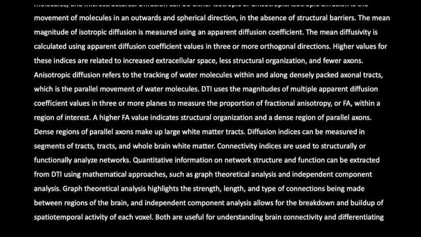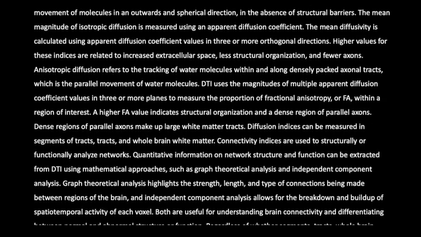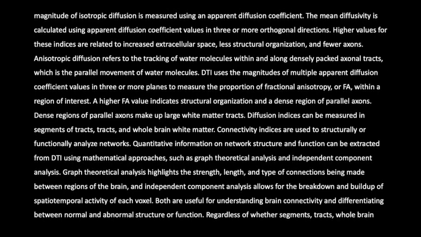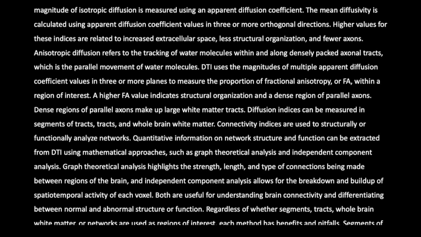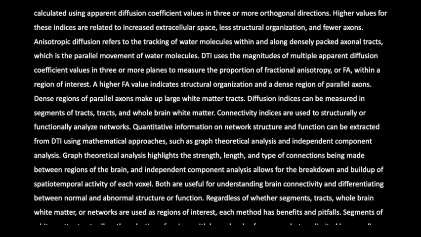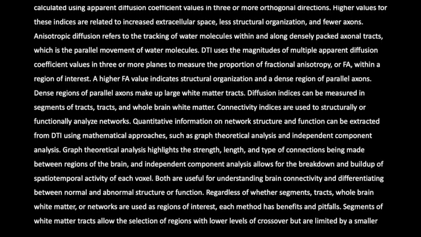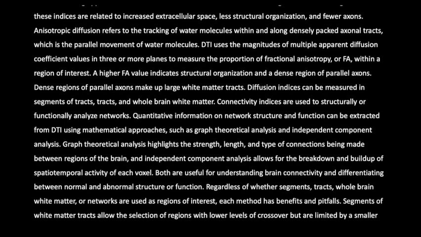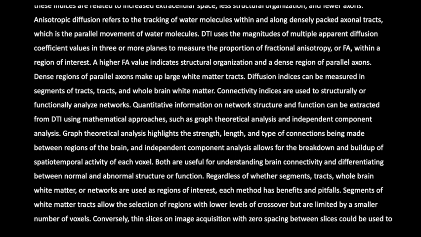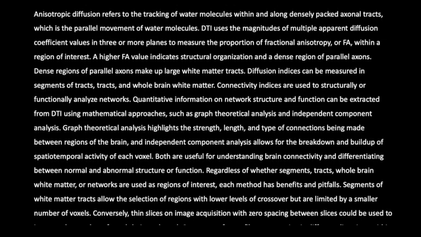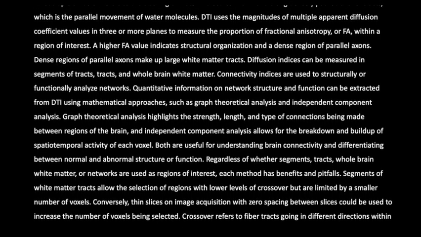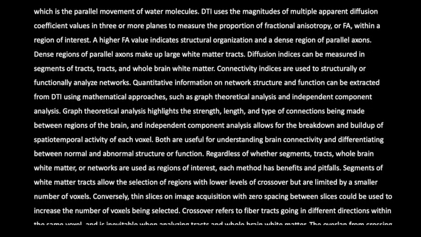Anisotropic diffusion refers to the tracking of water molecules within and along densely packed axonal tracts, which is the parallel movement of water molecules. DTI uses the magnitudes of multiple apparent diffusion coefficient values in 3 or more planes to measure the proportion of fractional anisotropy, or FA, within a region of interest. A higher FA value indicates structural organization and a dense region of parallel axons. Dense regions of parallel axons make up large white matter tracts. Diffusion indices can be measured in segments of tracts, and whole brain white matter.